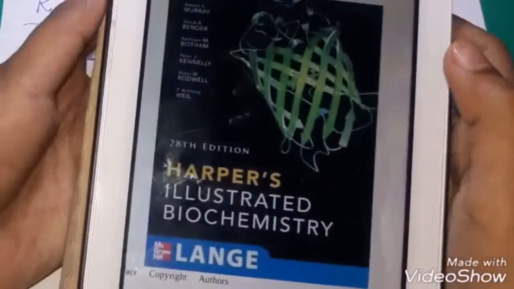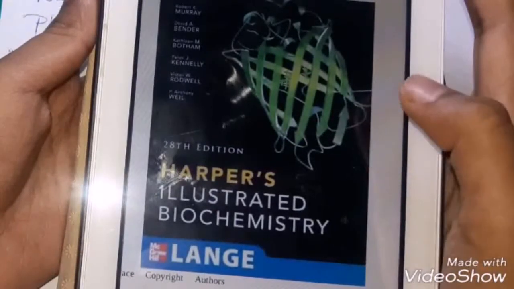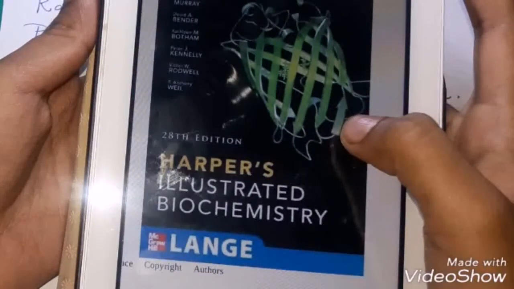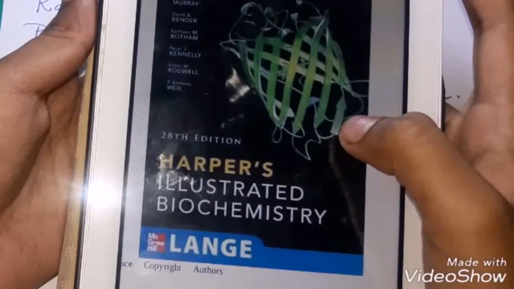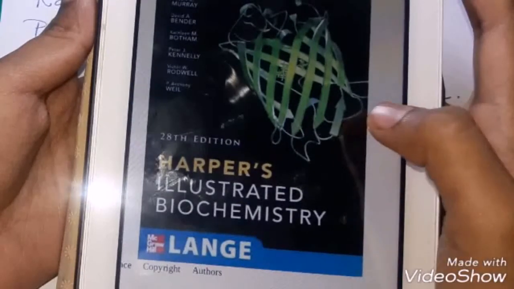For this topic I will refer you to Harper's book. They have given a good concept, good explanation in this book. I saw it in Lippincott. This topic is not included, so I will refer you to Harper's for this topic.